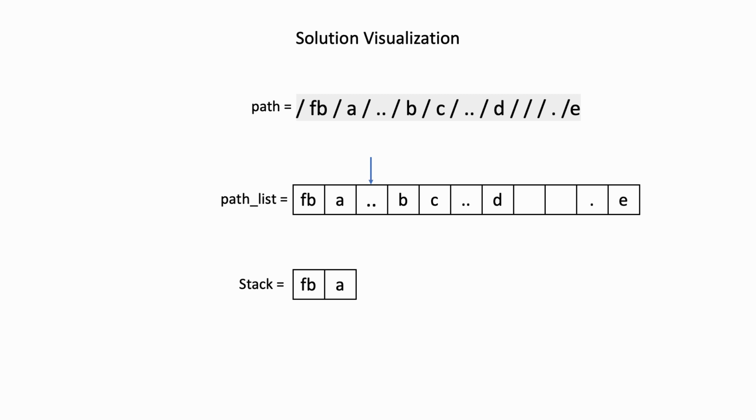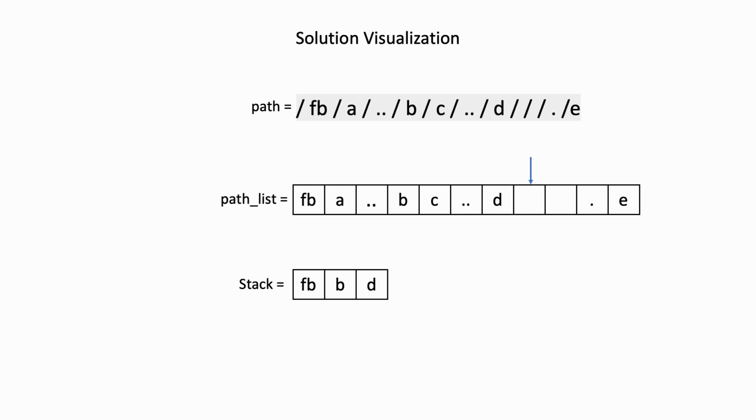Double period satisfies the parent directory rule. We need to go to the parent directory of the current directory B. The parent directory is A. We do this by popping the current directory from the stack. We append directory B to the stack. We append directory C to the stack. We found a double period, so we need to go to the parent directory B. To do this, we need to eliminate the current directory C. We do this by popping it from the stack. We append directory D to the stack.